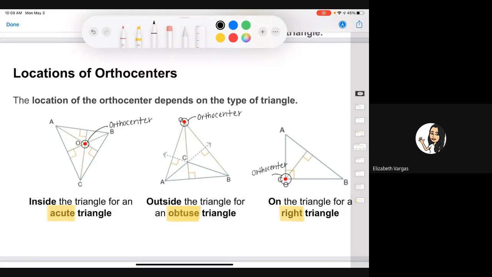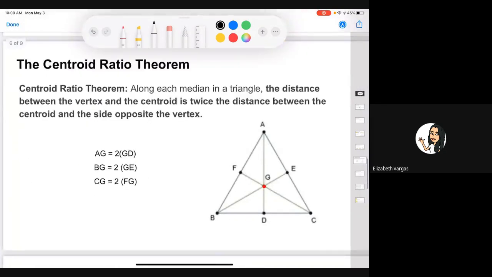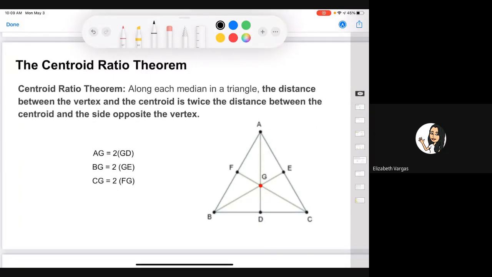Okay. So basically what we've done so far is we've differentiated between an altitude and a median. We've differentiated between an orthocenter and a centroid, and then we've differentiated the locations of centroids and orthocenters. Okay, we're going to look at one last thing, and it's the centroid ratio theorem. Remember that the centroid connects all of our different medians. Our medians connect from our vertex to the midpoint of our opposite side. And remember that our centroids are always located on the inside, okay?